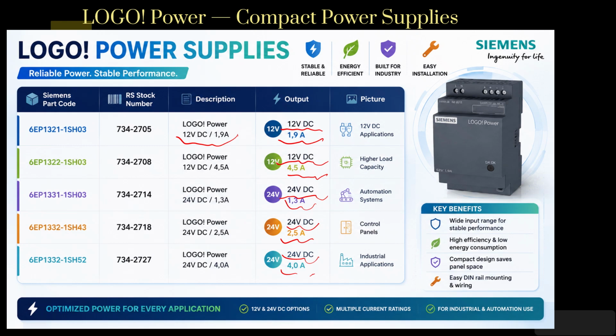So overall we have 5 types of power supply: sometimes 12 volts, sometimes 24 volts. Also the current will be different in the different part numbers.